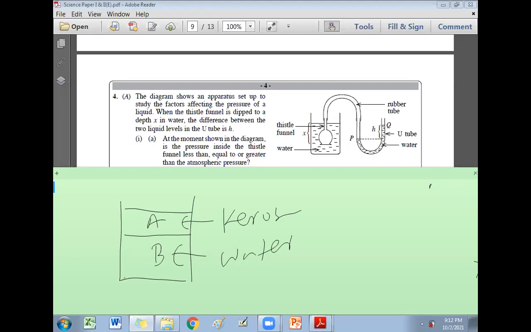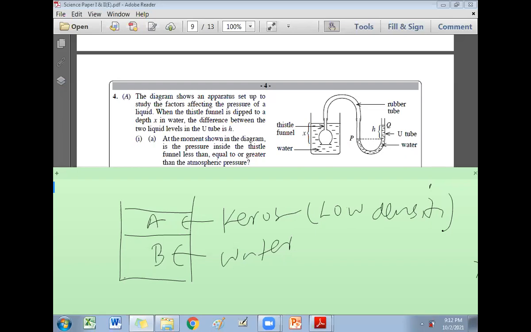Kerosene, petrol, diesel, all the petroleum fuels are non-polar and float on water. Their density is lower than water. The density of water is greater than all the fuels that we use in our day-to-day life. So what happened now? Kerosene has low density. If the density is low, the pressure caused by the liquid is also low.